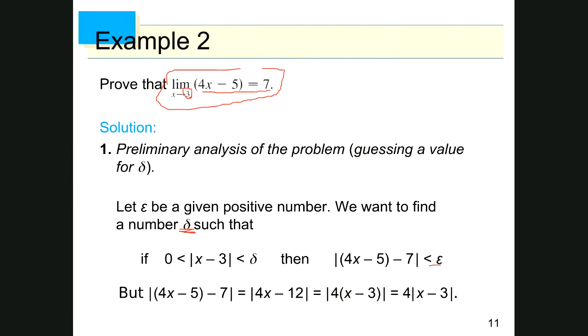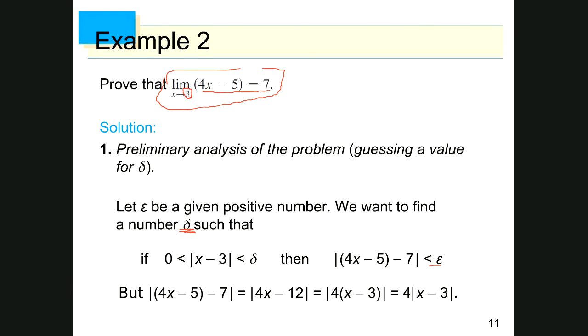So you need to be able to state all of this. So let epsilon greater than 0. We want to find a delta greater than 0 such that if the distance between x and a lies between 0 and delta, then the distance between the function and the function output is less than epsilon. You should state this first step.